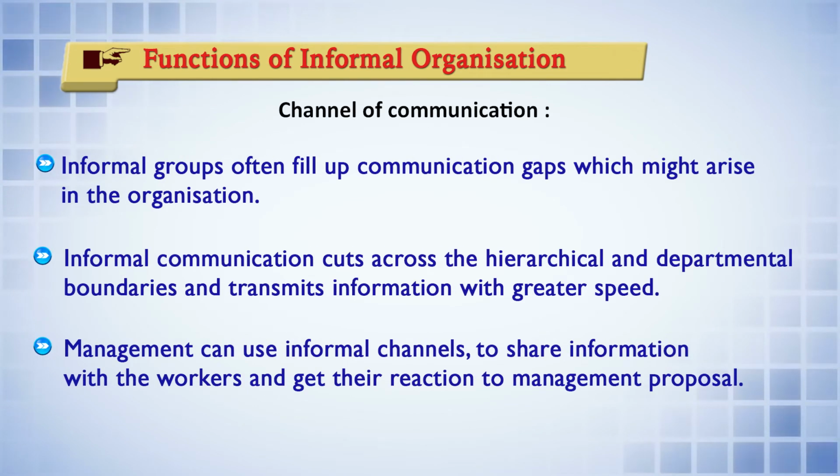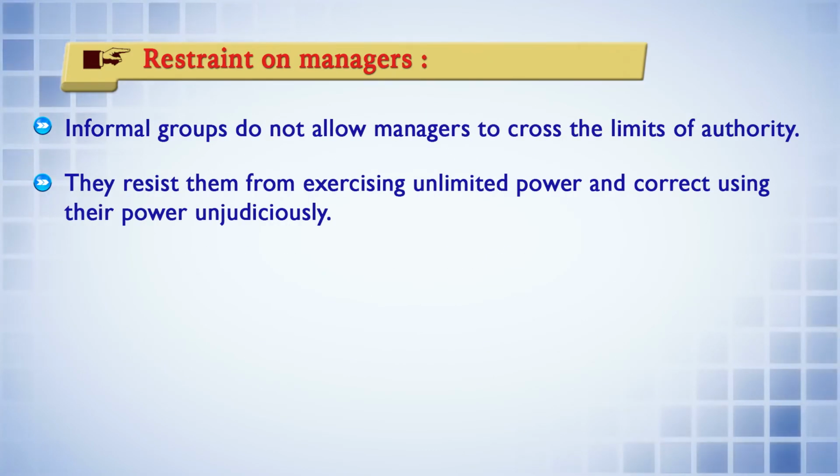Channel of communication. Obviously, in the informal organization, the channel of communication is across the board. That means you may communicate to the manager, to the general manager or anybody, because there is no well-set pattern of communication that flows from the top to the bottom. Therefore, you can communicate with your group members. Restraint on managers. Sometimes the informal groups may not allow the managers to do injudicious work or to apply power injudiciously. There may be restraint from the subordinates or the members of the informal groups in that way.